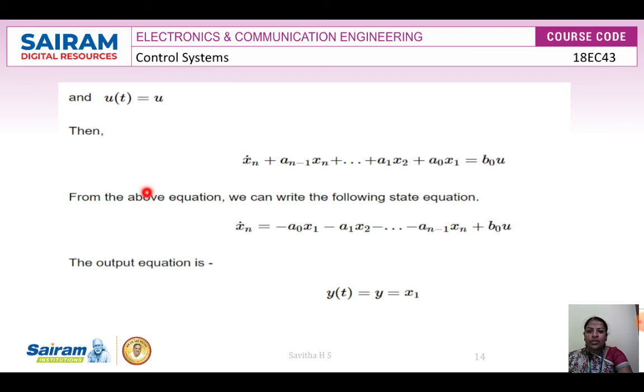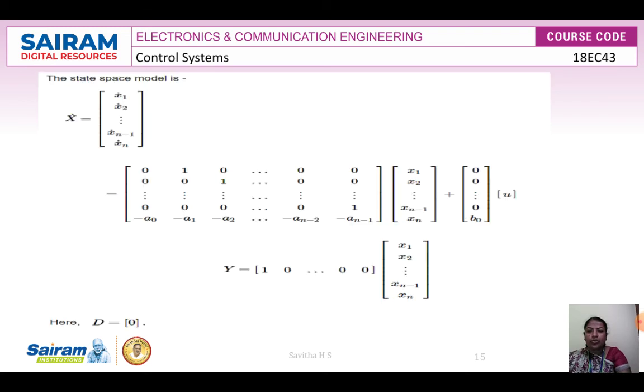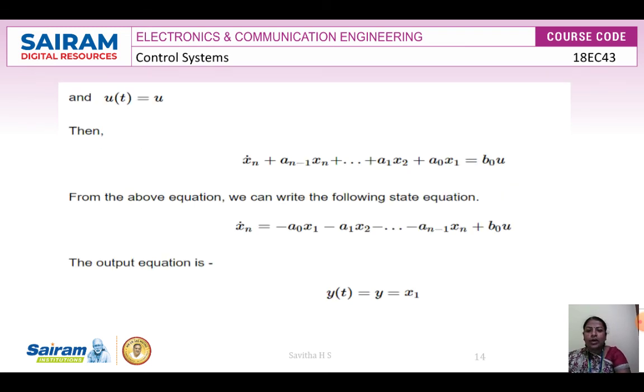From the above equation, we can write the state equation as xn dot is equal to minus a naught x1 minus a1 x2 up to minus a n minus 1 xn plus b naught u. The output expression will be y of t equals x1.